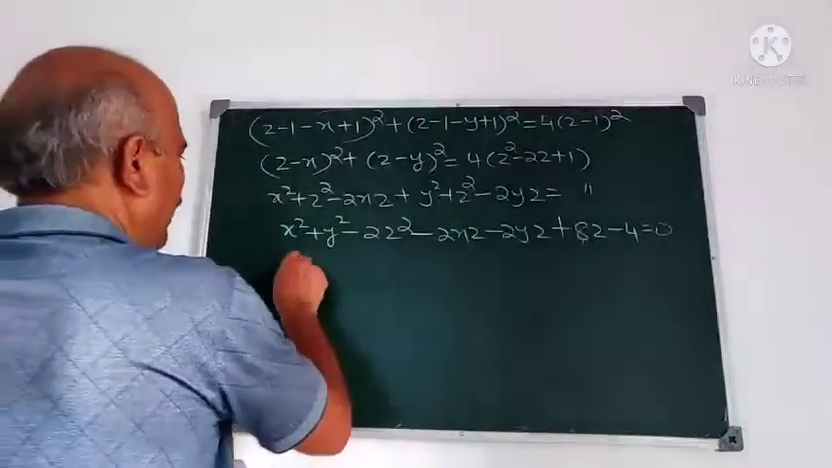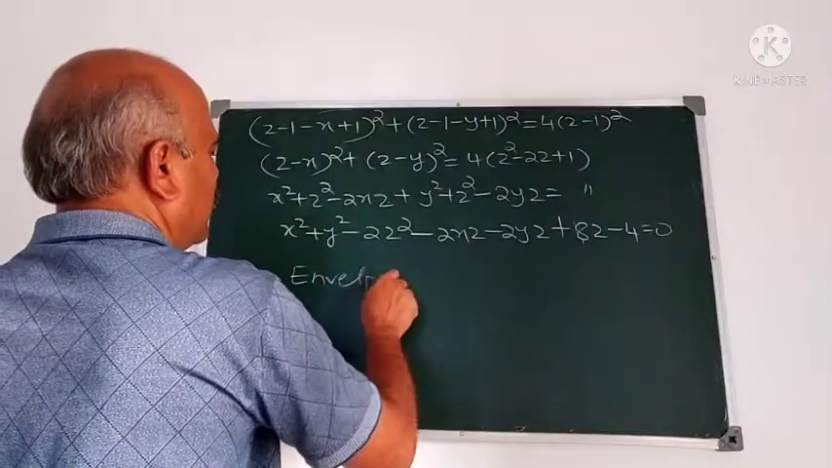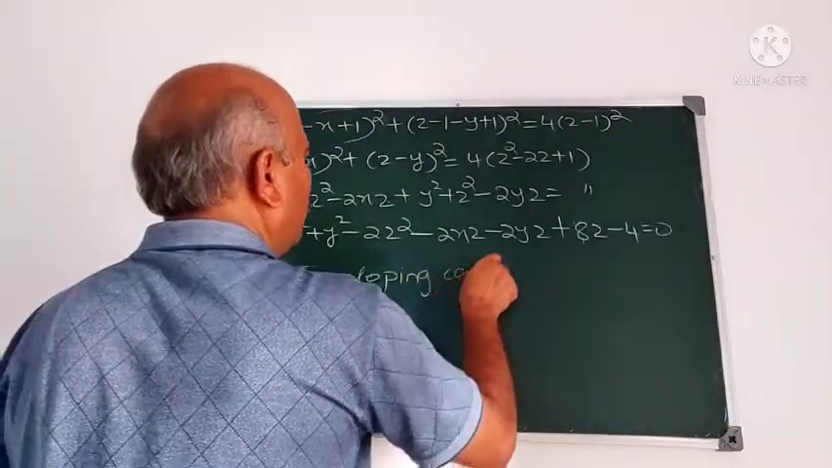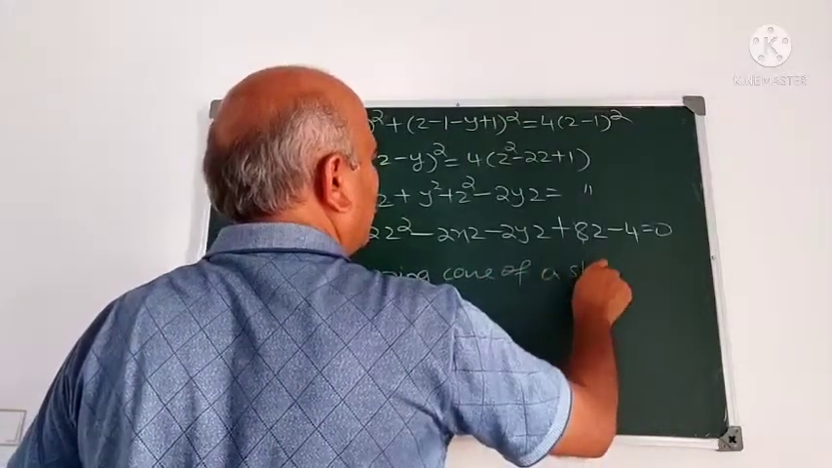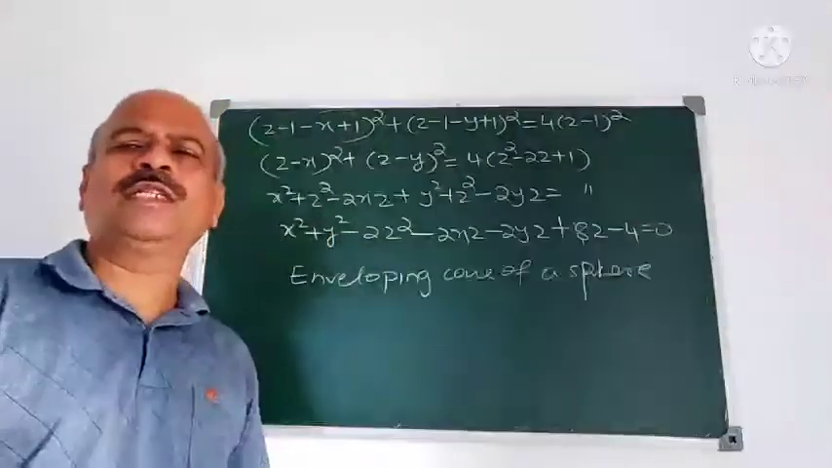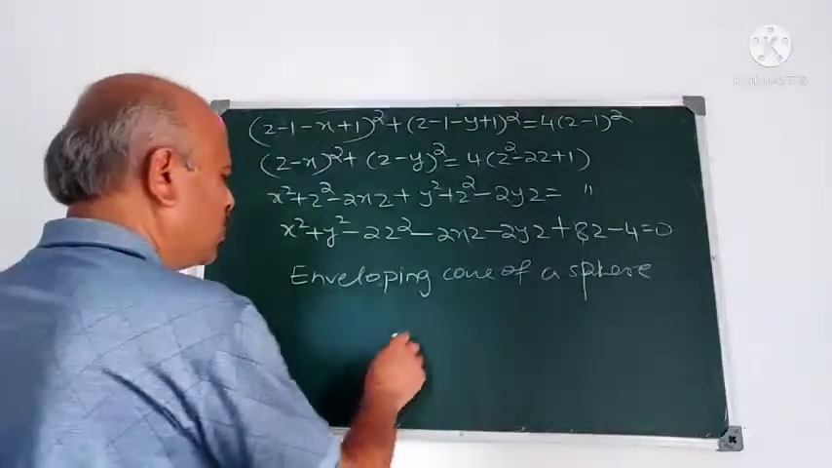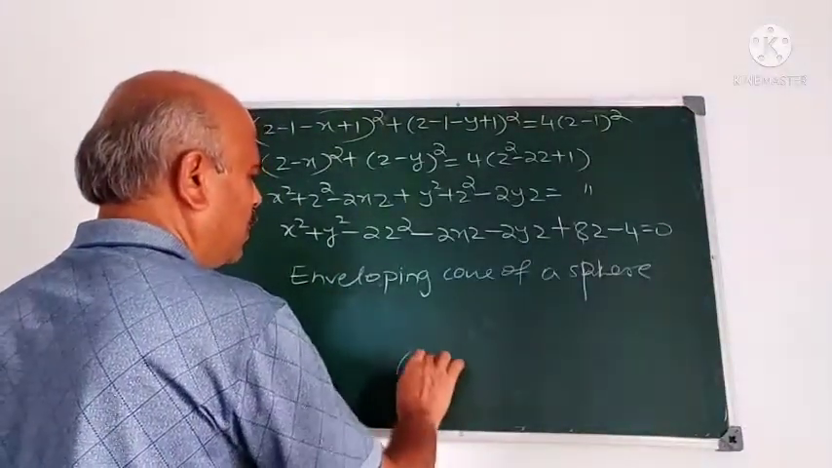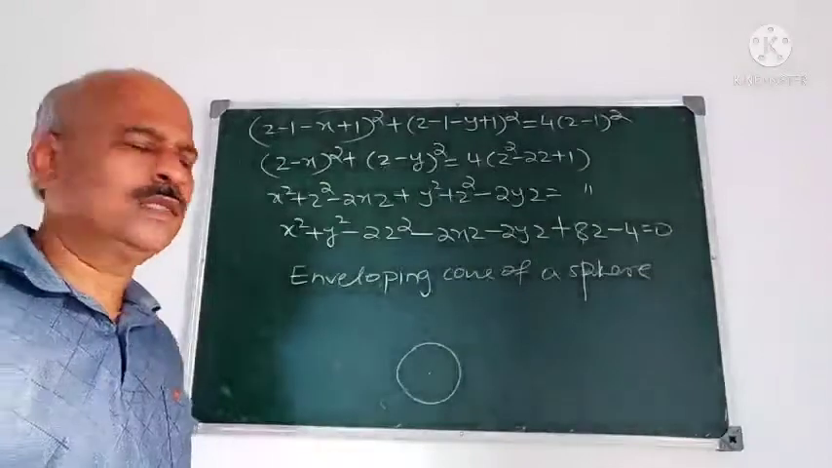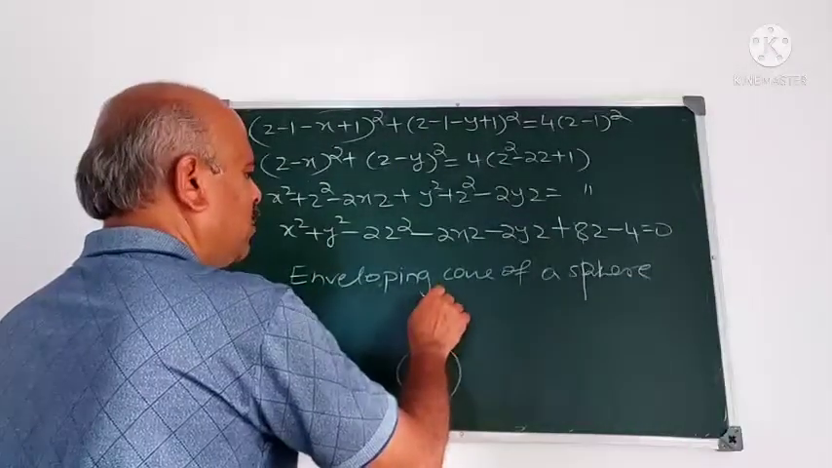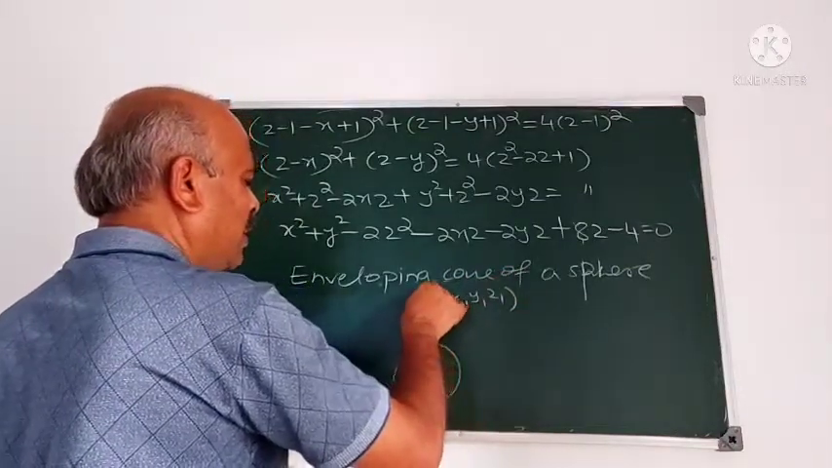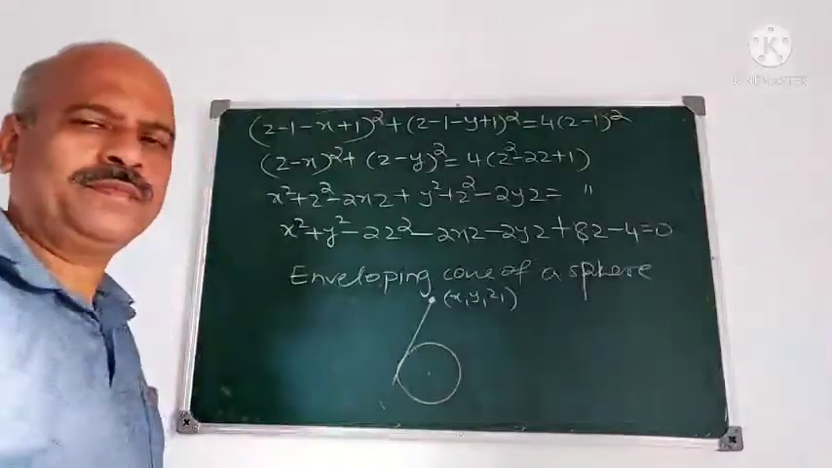Next is the enveloping cone of a sphere. First I explain what is the enveloping cone of a sphere. Now suppose this is the sphere. A sphere is three-dimensional. It is in space. And suppose this is a point, with coordinates x1, y1, z1. And from this point, draw a tangent like this.